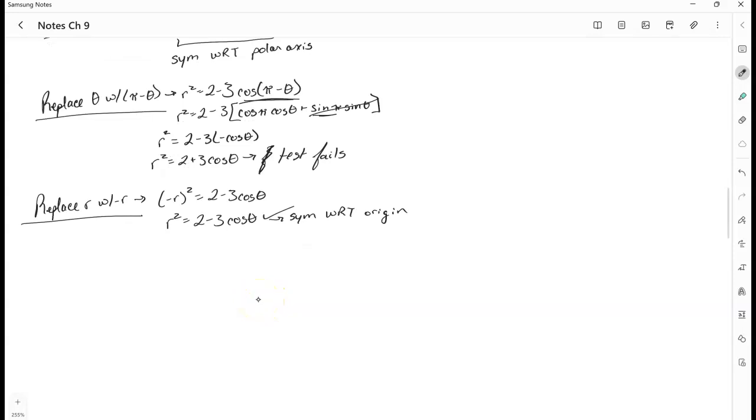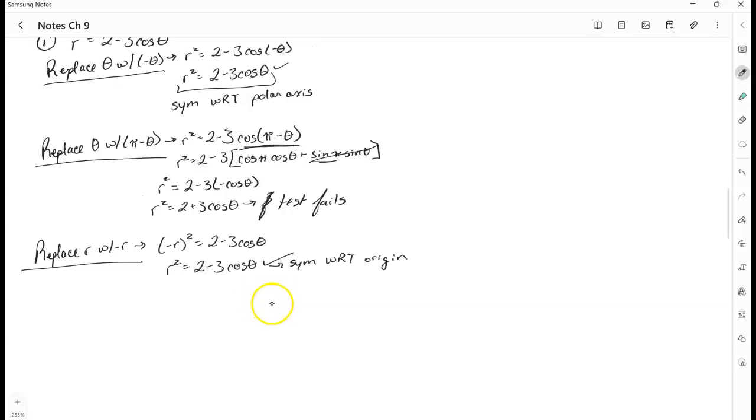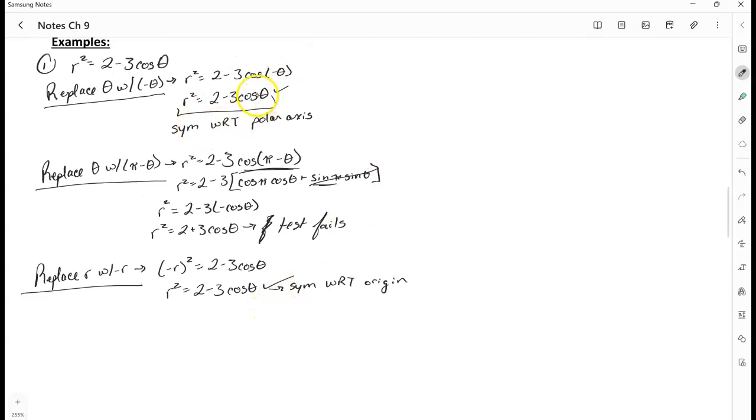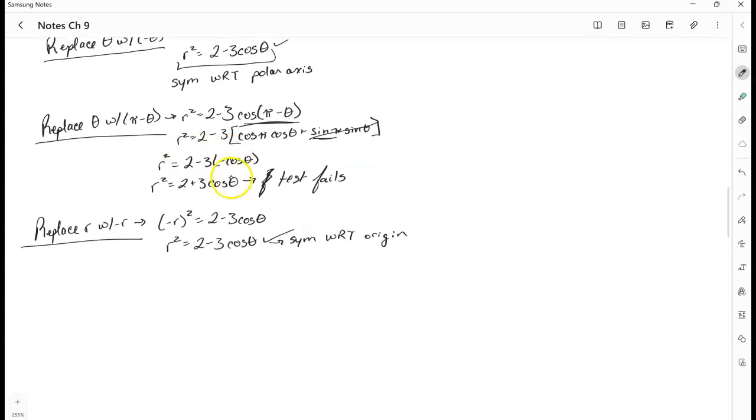All right, so for the test, we pass the test for symmetry with respect to the polar axis and symmetry with respect to the origin. So we definitely know we have those types of symmetries. Our test failed for the second one, which was checking symmetry with respect to the line theta equals pi over 2, but we won't know for sure until we check that graph.